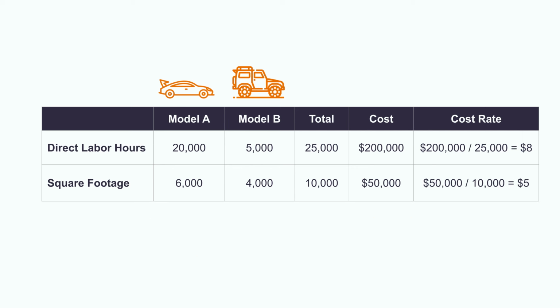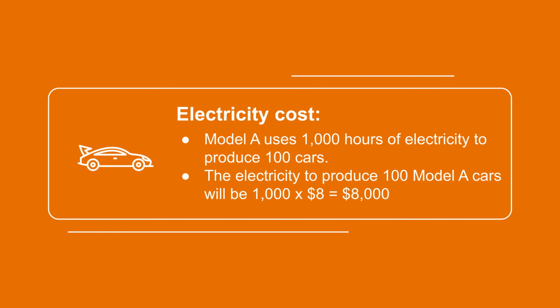In our example, the cost rate per labor hour is $8, which is $200,000 divided by 25,000 labor hours. Remember that the budgeted cost of electricity is $200,000 and the budgeted cost of rent is $50,000. In our example, the cost rate per square foot is $5, which is calculated as $50,000 divided by 10,000 square feet. Z can calculate the electricity and the rent with the appropriate rates and can directly trace them to Model A and Model B in accordance with their activity.